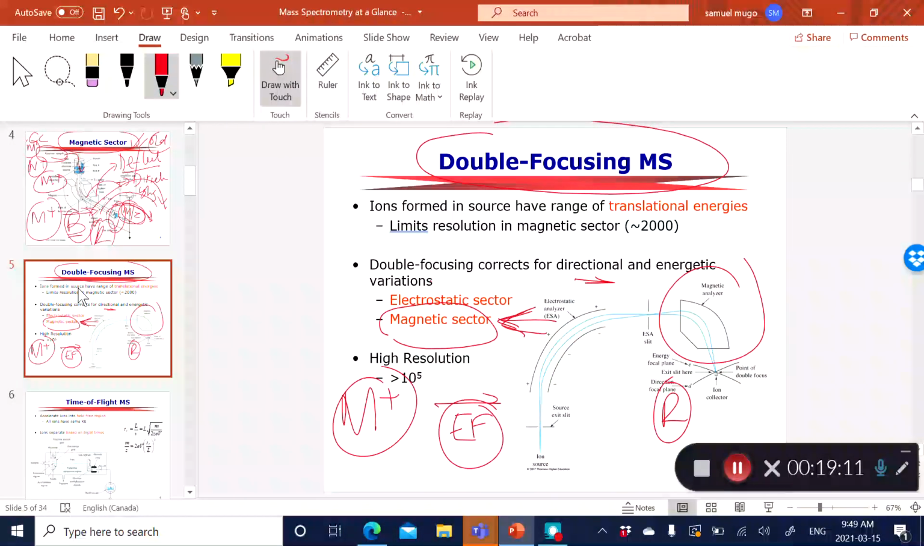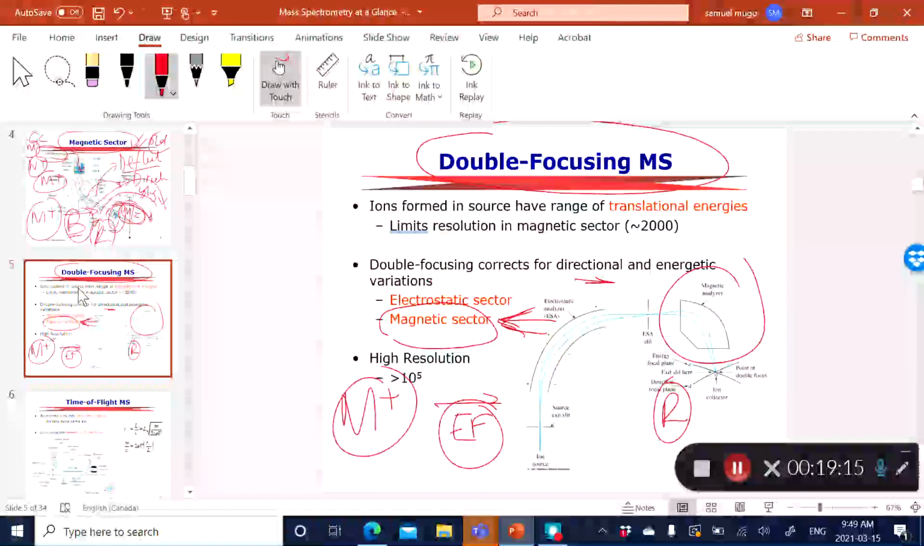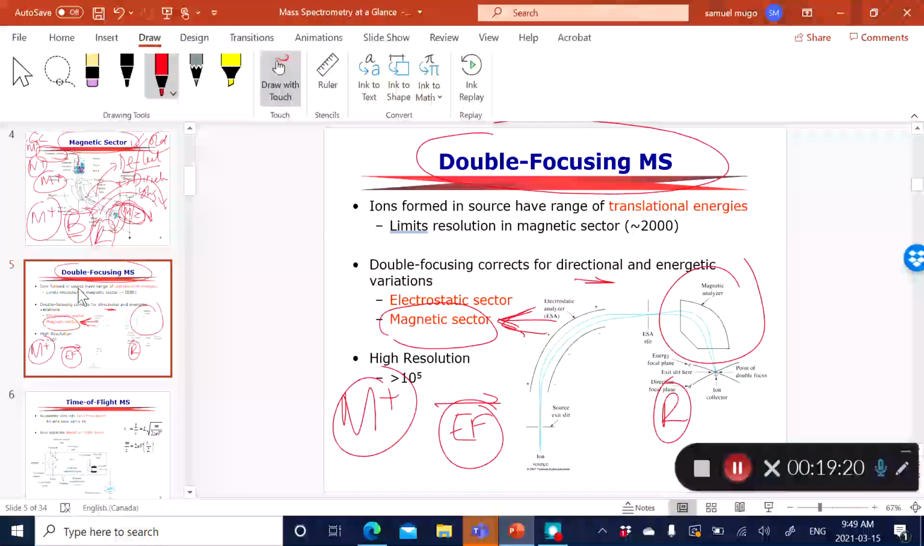So the reason why people sometimes call it double focusing is because you are using two different types of mass analyzers: the electric field, or what they're calling here the electrostatic analyzer. Sometimes people call this type of mass analyzer, where you've got an electric field, a reflectron.